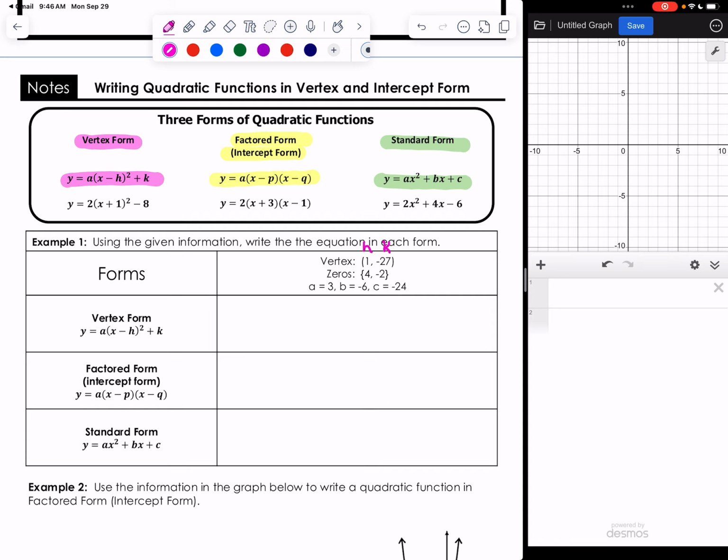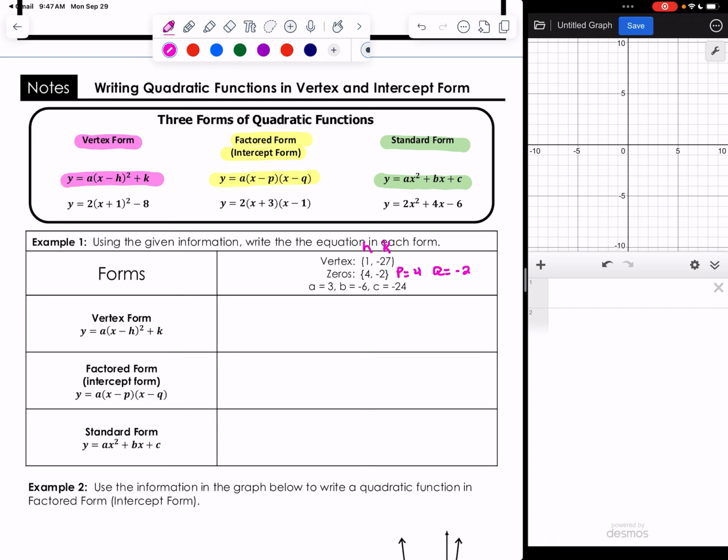We also know that the zeros are 4 and negative 2. So I'm going to say that p is 4 and q equals negative 2. That's our zeros. And the other thing we know is that our a value is 3, our b value is negative 6, and our c value is negative 24.